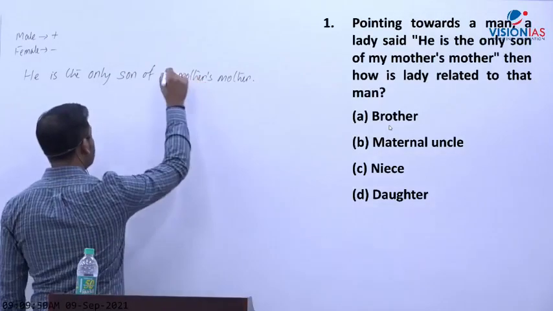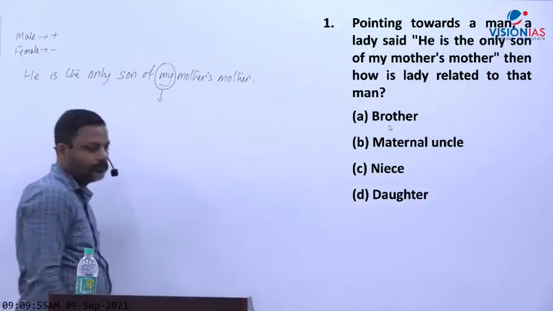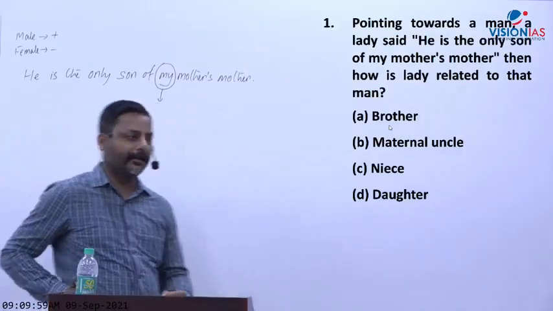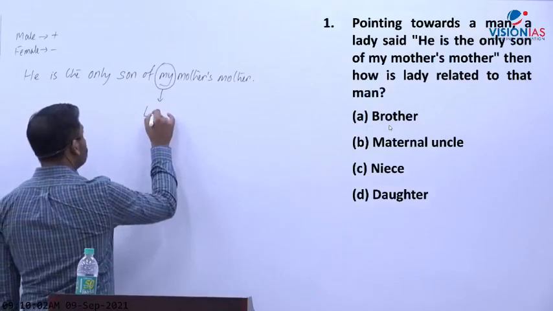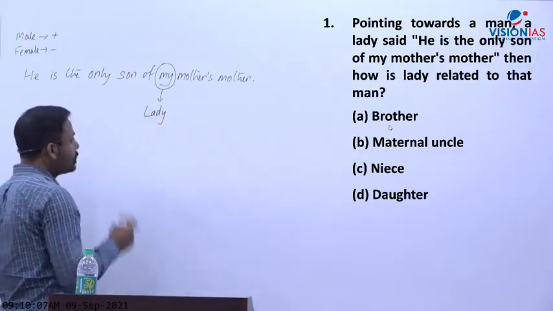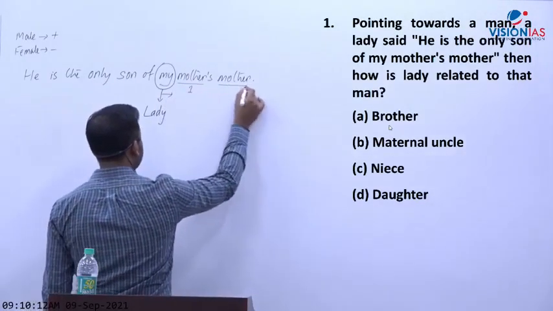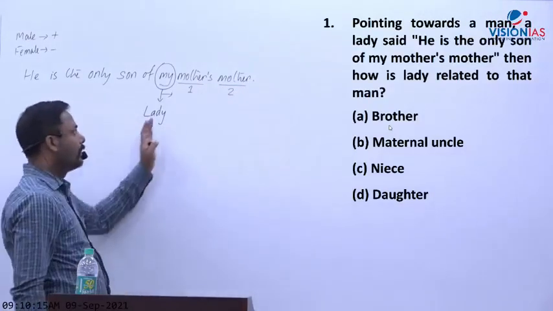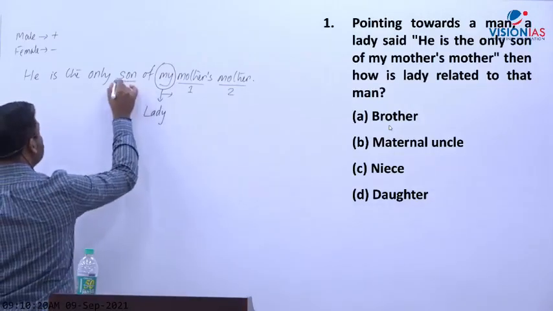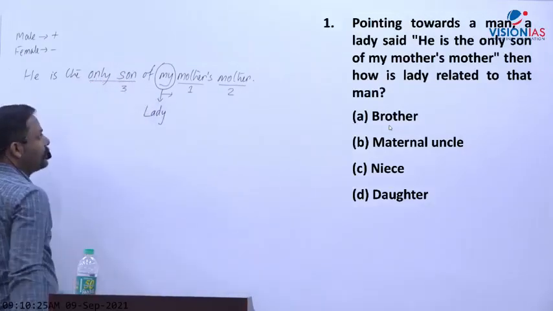So for making the chain of relationship, we will start from this particular point, my. My here stands for the speaker of the statement, and the speaker of the statement is a lady. So at first we will move towards right hand side and take the relations of the right hand side of this term, my, and then we will move on the left hand side and see this particular relation, that is only son.